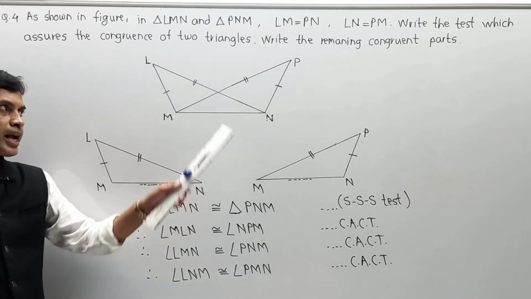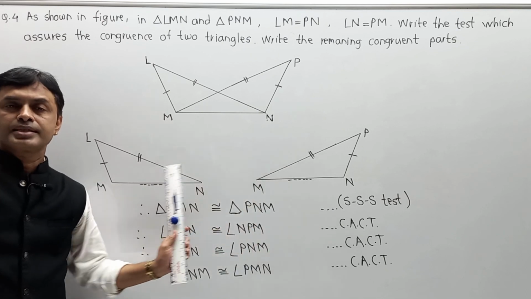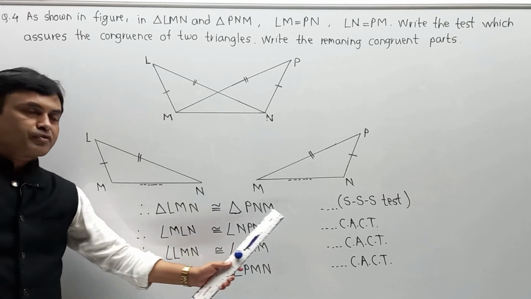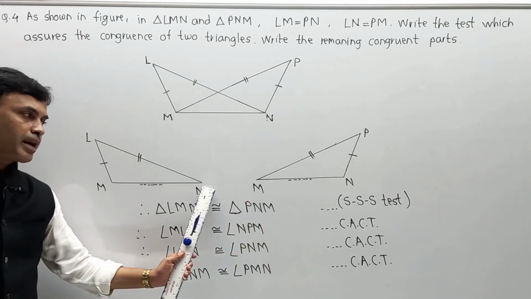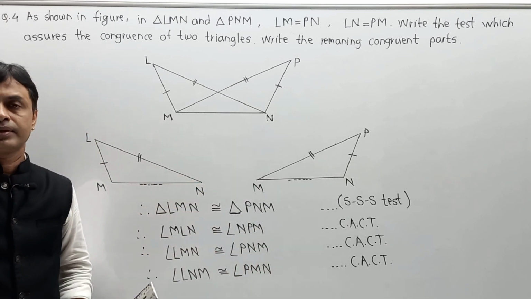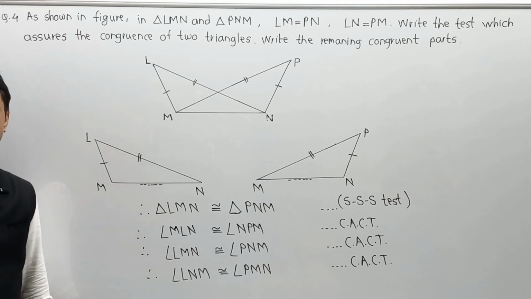And in this way, either with the help of the same diagram or by a separate diagram, which I have drawn just for your support and understanding. The test first is SSS test of congruency, because side MN and side NM is the common base for both the triangles. And the rest are the three angles, and in this way we can complete the numerical.